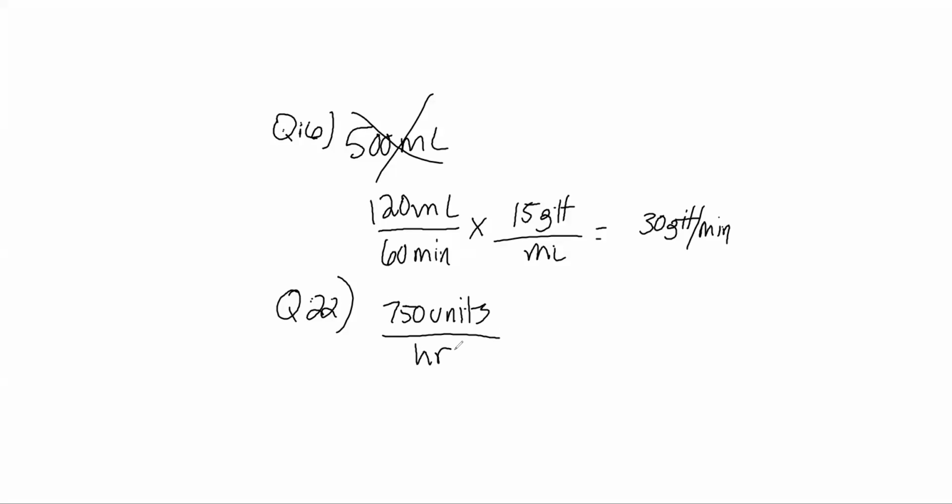Now, I don't want units per hour, I want milliliters per hour. So what I'm going to do is take the information they gave for the 25,000 units of heparin in a 1 liter bag. You know that 1 liter is the same thing as 1,000 milliliters. And so I don't want units, I want milliliters.